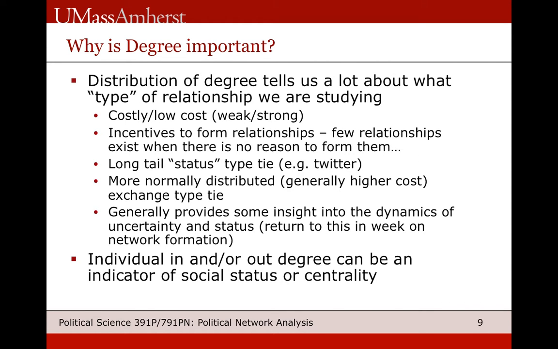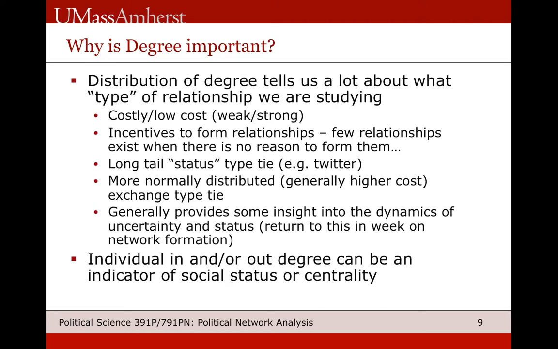Why is degree important? As we noted briefly earlier, the distribution of degree can tell us a lot about what's going on, and what type of relationship we are studying. In general, when you think about weak links, you think about people having lots of those weak links, and perhaps some people having a whole lot more weak links than others, though that's not always the case. Whereas strong ties require costly investment, so it's harder for some people to have thousands or millions because they simply don't have the time or energy to invest in that many relationships.